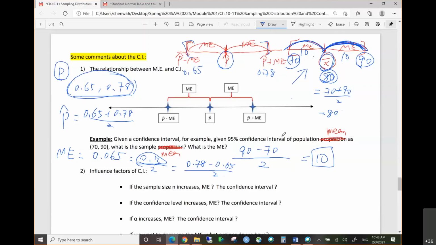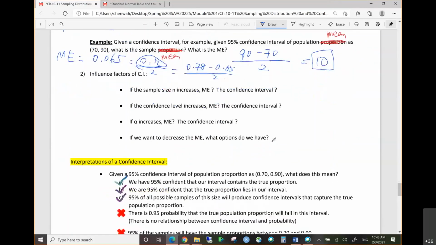Right. So let's continue to the next topic about the confidence interval. Sometimes you want to adjust your confidence interval. You think maybe your confidence interval is too wide, and you want to narrow it down, or you think it is too narrow, and you want to make it wider. Then we want to talk about how you can adjust your confidence interval.